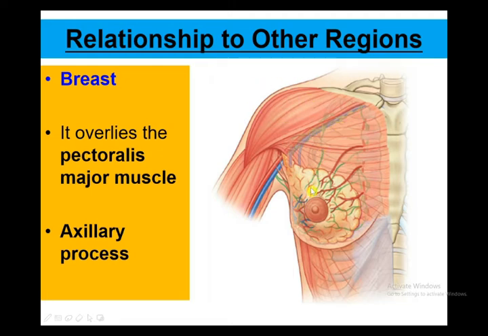Relationship of the upper limb with the breast. As we can see here, it overlies the pectoralis major muscle and its axillary tail goes deep into the fascia.